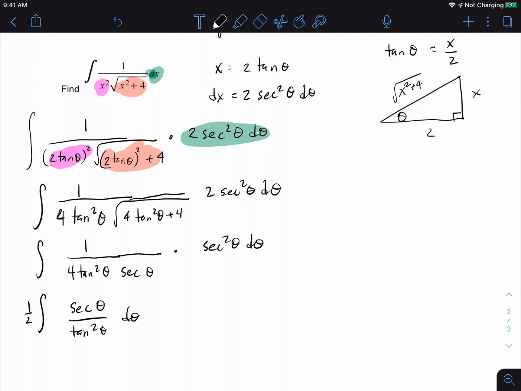Are we okay with that? Does everyone see how this 2 got eliminated with the 2 that got eliminated from here? Yes.